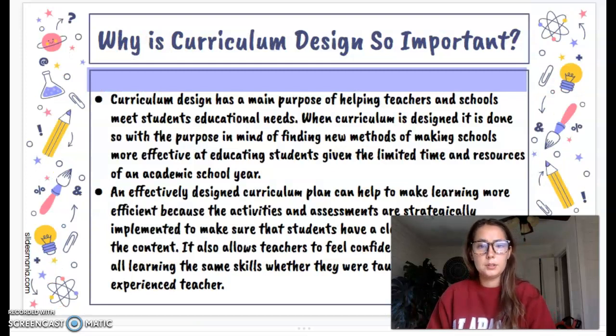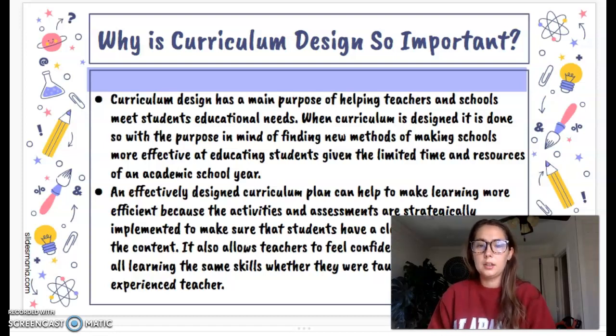So why is curriculum design so important? Well, it's mainly for helping teachers and schools meet the specific educational needs of students. When curriculum is designed, it has a purpose in mind of finding new methods to help students make their learning more efficient, given the limited time and resources in the school year.